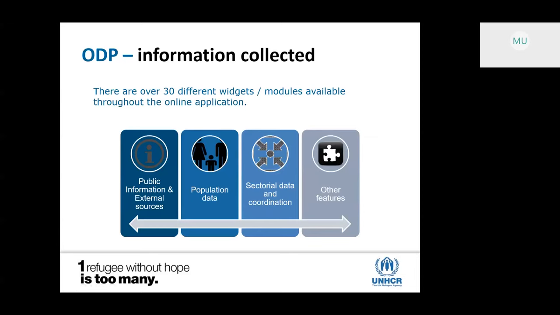What kind of content can these widgets handle? It can be population data, which is, I think, the most important when it comes to the operational data portal, in addition to public information and external sources, out of which I would say that the documents are the ones that are the most used on the portal. Then we can actually upload and display sectorial data for coordination purposes. And then there are other features covering other areas of interest for users.